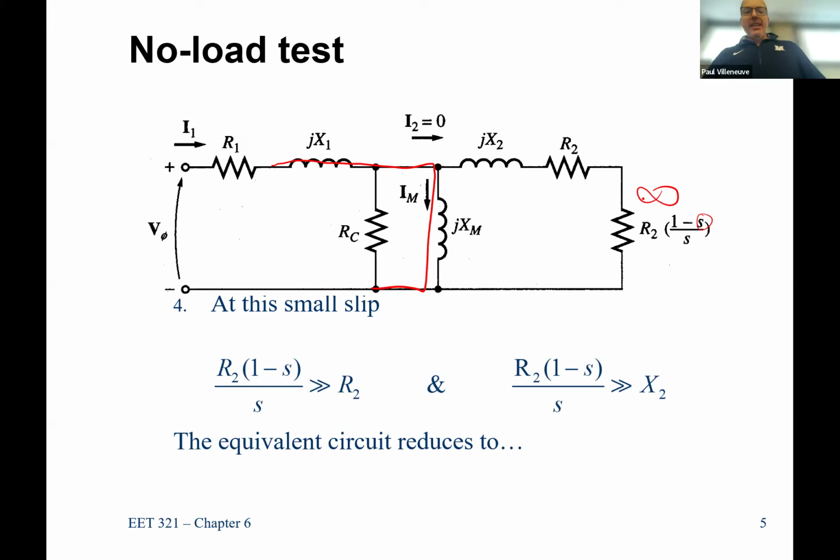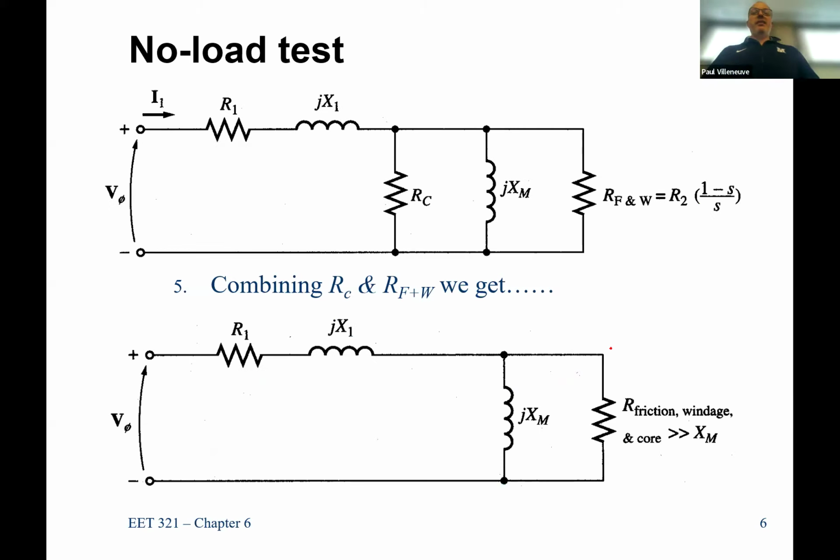And what we see is because of that, this value becomes much, much greater than R2. And because this value is much, much greater than R2, it's also going to be much, much greater than X2. So our final circuit can just be replaced by getting rid of all the inductors in our rotor circuit because they're small, because it's running at synchronous speed. So that rotating magnetic field is really small. And all we have is a resistor here that has some friction and windage.